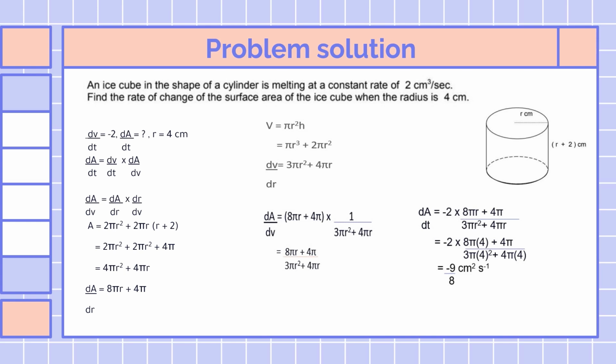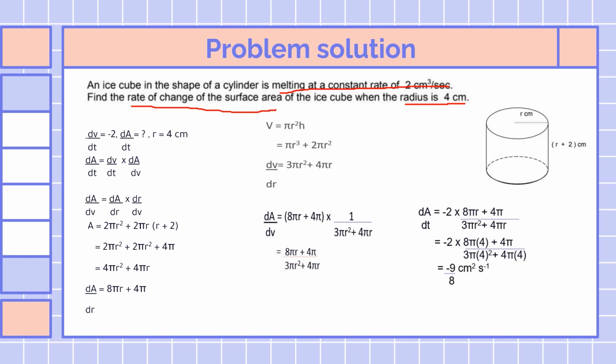So, I will show the solution for this question. This question states that an ice cube in the shape of a cylinder is melting at a constant rate of 2 cm cube per second. Find the rate of change of the surface area of the ice cube when the radius is equal to 4 cm. So, in this question, we need to underline the words melting at a constant rate of 2 cm cube per second, rate of change of the surface area, and radius is equal to 4 cm.